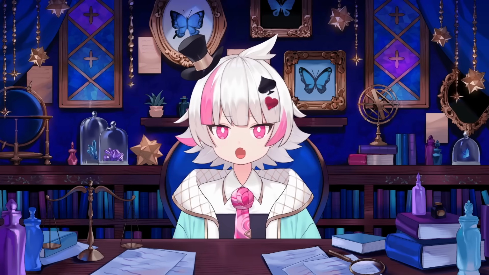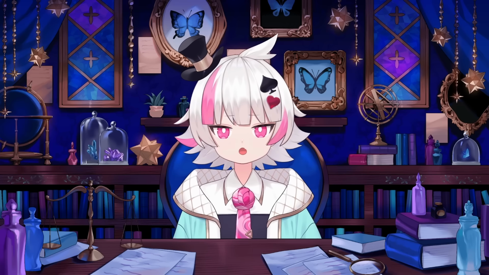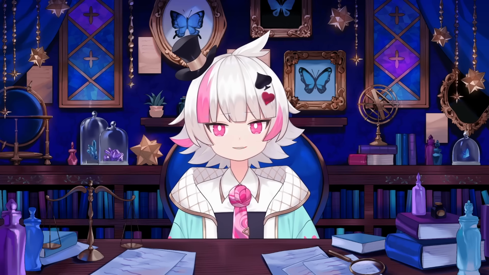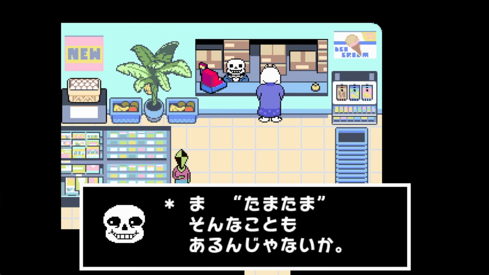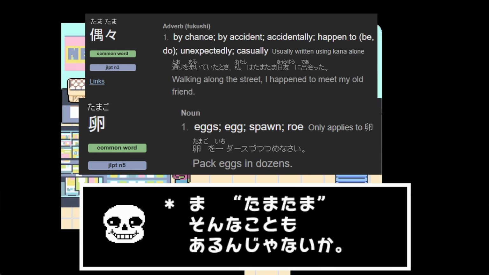Let's talk about the egg's husband scene. Puns are rarely translatable across languages, so obviously they had to change these lines quite a bit to work in Japanese. The first 2 lines are the same, and then we get the first pun from Sans. Yeah, that kind of thing happens sometimes. Here the word for sometimes is tamatama, which sounds similar to the Japanese word for egg, tamago.